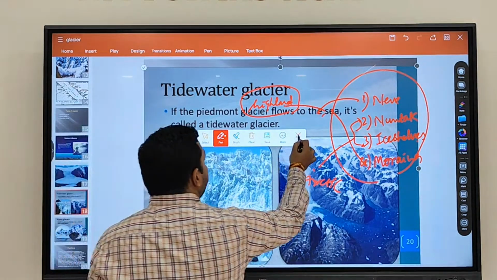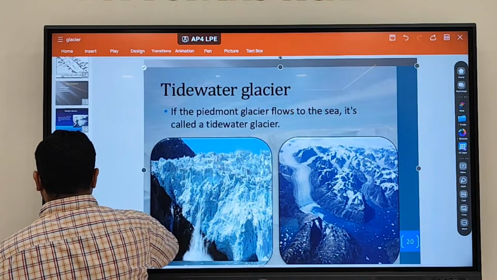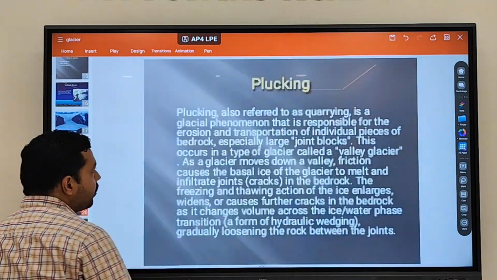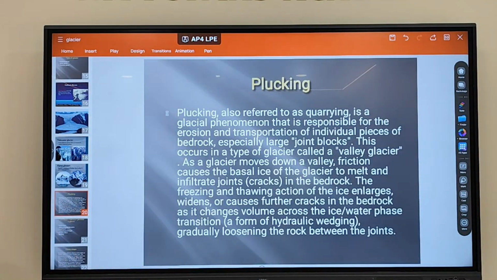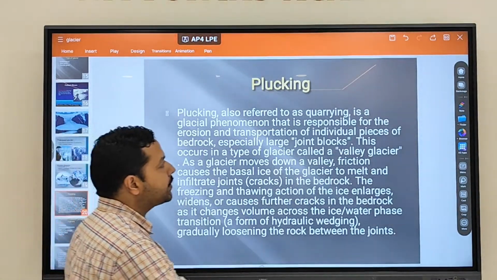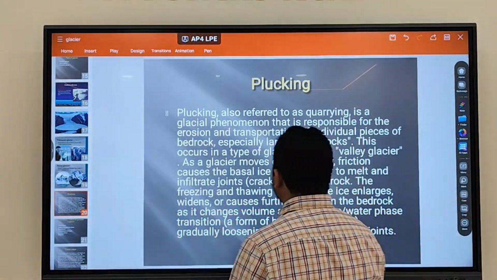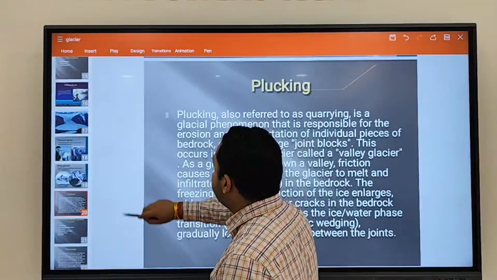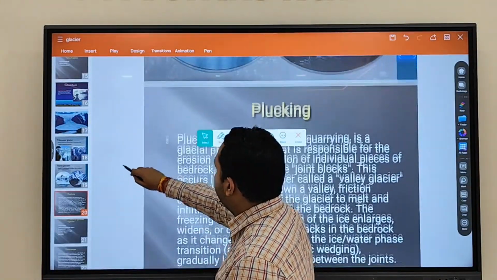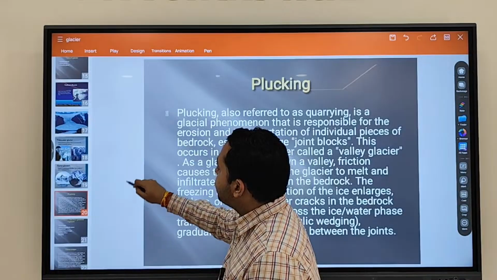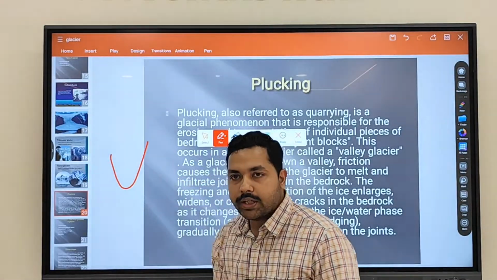Fine. Now next we are coming to the concept of plucking. So what is this plucking concept? As we just discussed, in which region does a glacier move? It is moving in a tongue-shaped region.